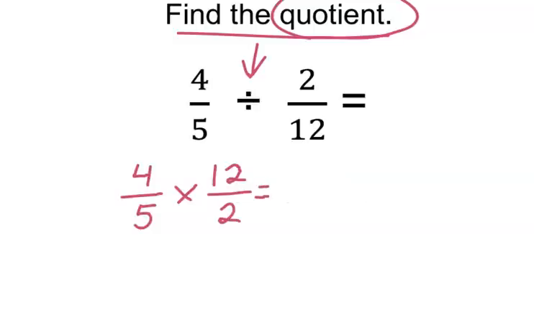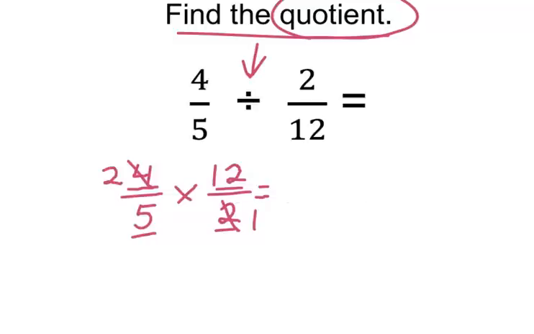All right, see if we can do any cross reducing. Well, the 5 and the 12 doesn't look like we can divide anything into those. The 4 and the 2, we can. Okay, so we have the 4 and the 2. 2 goes into both 4 and 2. So let's just take those. 2 goes into 2 once. 2 goes into 4 twice.